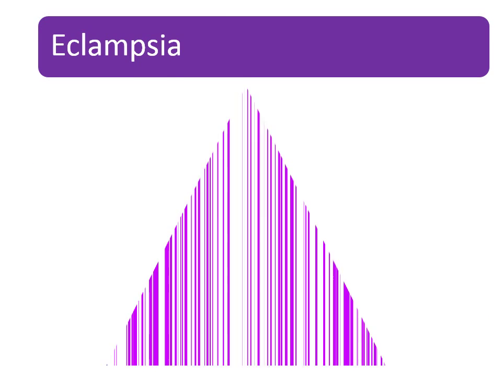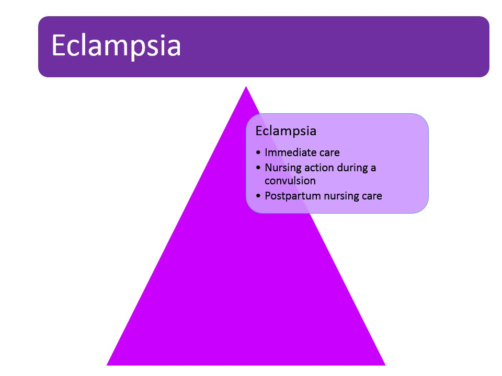Eclampsia. Signs that eclampsia is about to occur include persistent headache, blurred vision, severe epigastric pain or right upper quadrant pain, and altered mental status. However, seizures can occur without warning. Immediate care involves ensuring a patent airway and maintaining patient safety. Note the time of onset and duration of the seizure. Call for help. Do not leave the bedside.